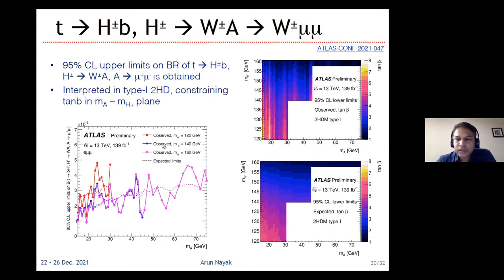Then these limits are also interpreted in a type 1 two Higgs doublet model. Here you see limits on tan beta in the MH plus and MA parameter space. The limits are here on tan beta in different regions. This is the observed one, and this is what you expect.